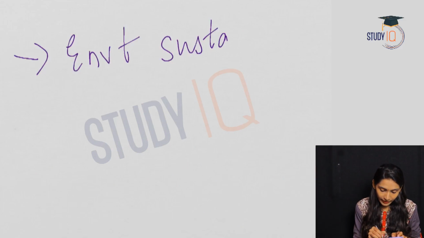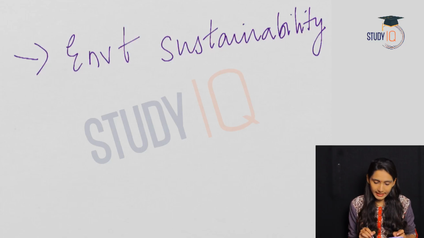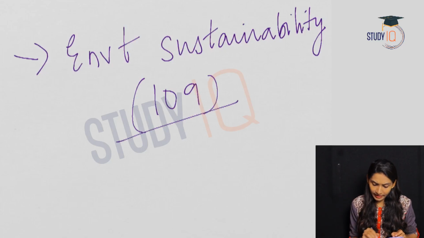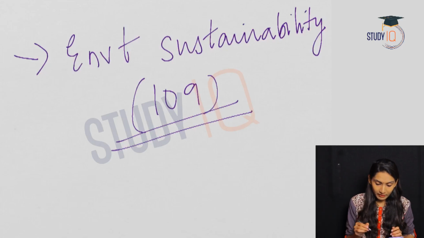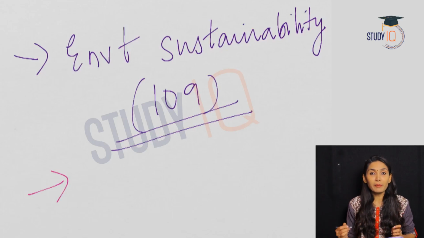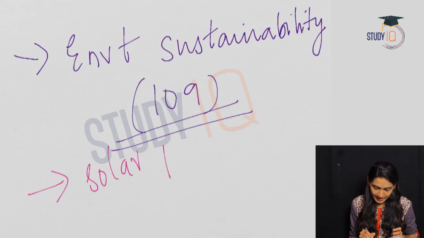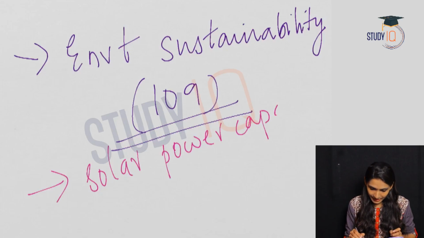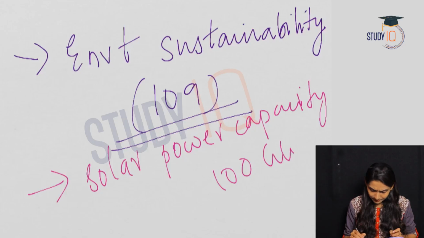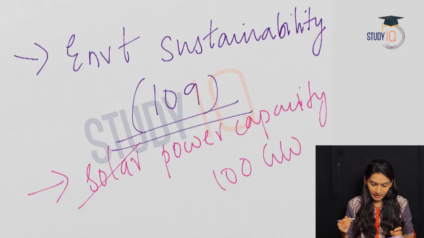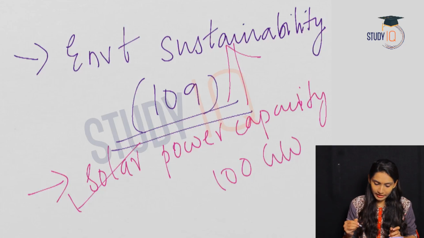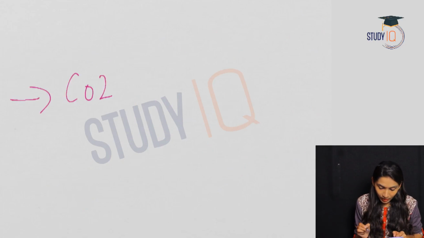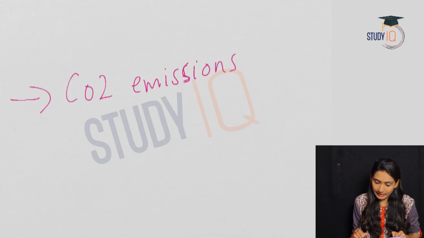Another indicator, environment sustainability. With regard to this indicator, the rank of India is again 109. This is also a very low ranking. But one thing we must remember here is that we have a commitment to increase the solar power capacity by 2022. So we are planning to increase our solar power capacity to 100 gigawatts by the year 2022, and this will make us a global leader in renewable energy, and this can improve the rank of India with regard to environmental sustainability.